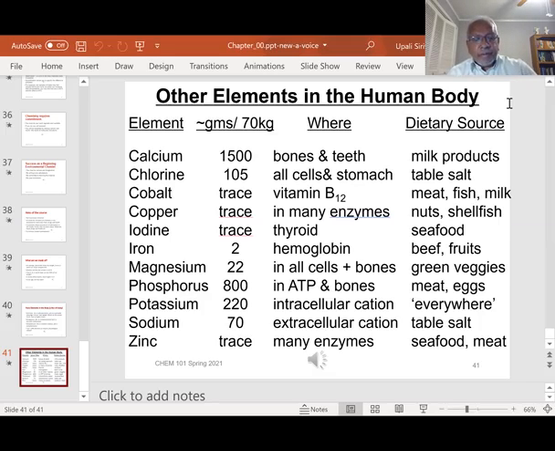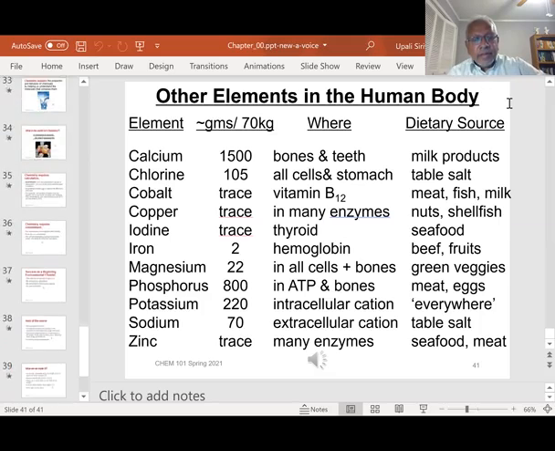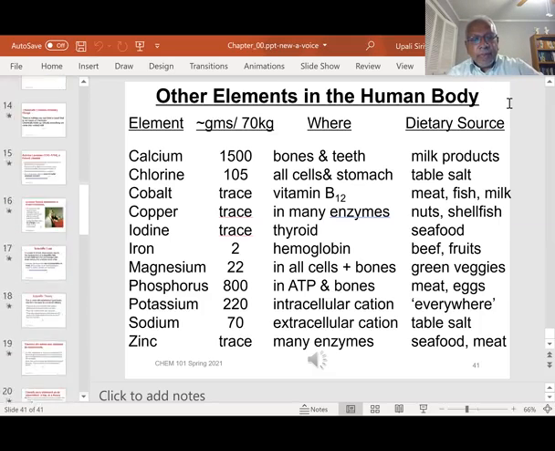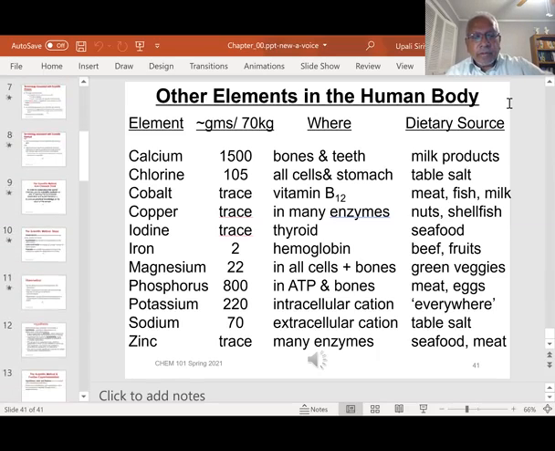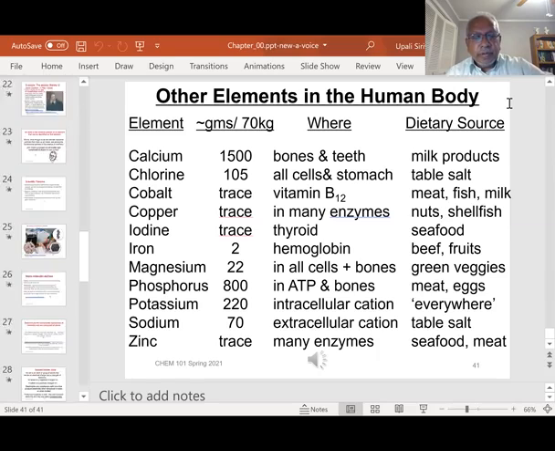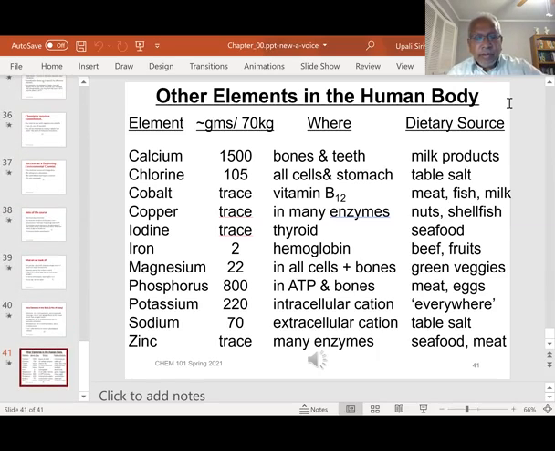So we summarize this chapter, Introduction to Chemistry. We talked about the scientific method and atomic theory, Dalton's atomic theory, description of matter as atoms and molecules and ions, and some examples of the composition of the human body. So I am done with the introduction.